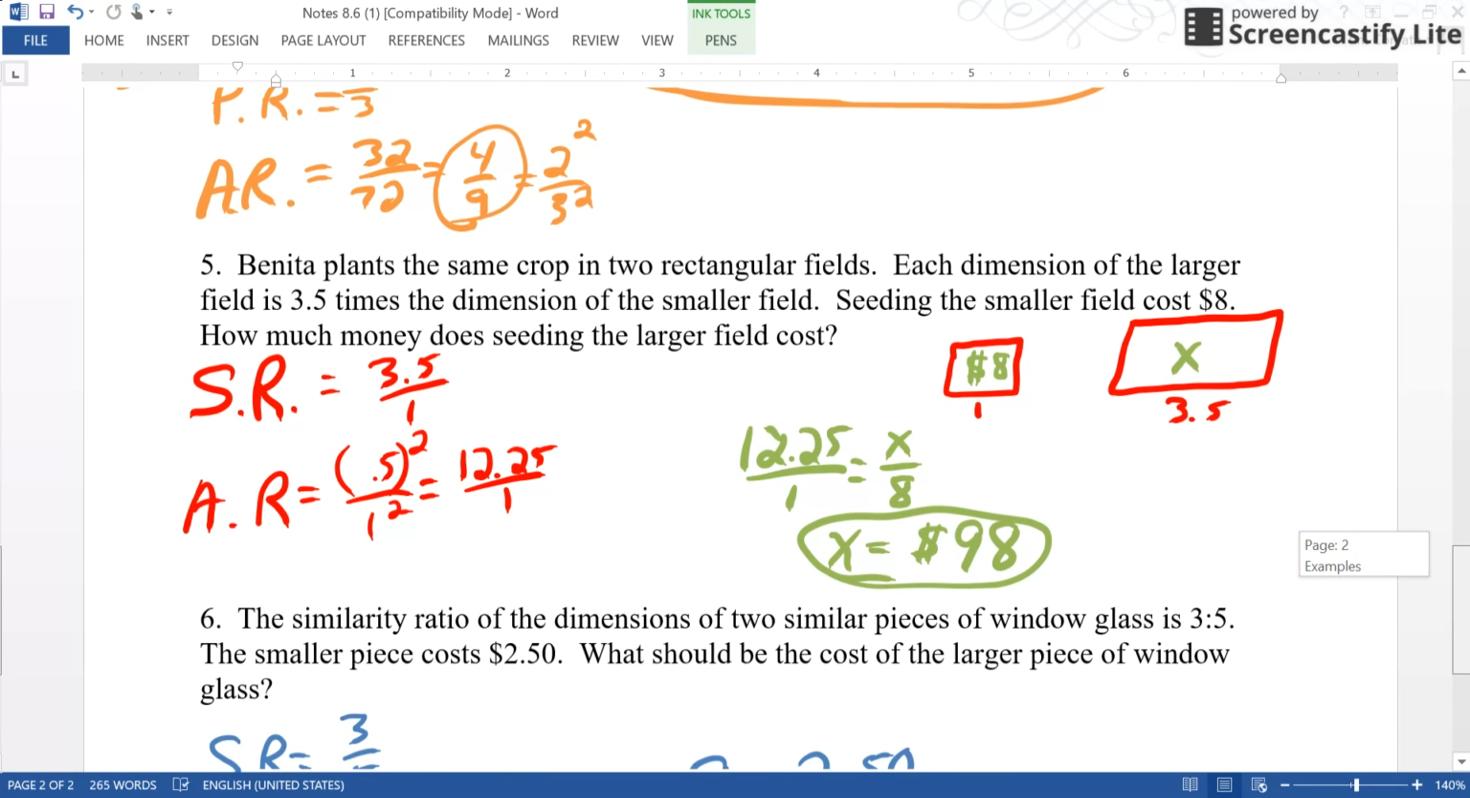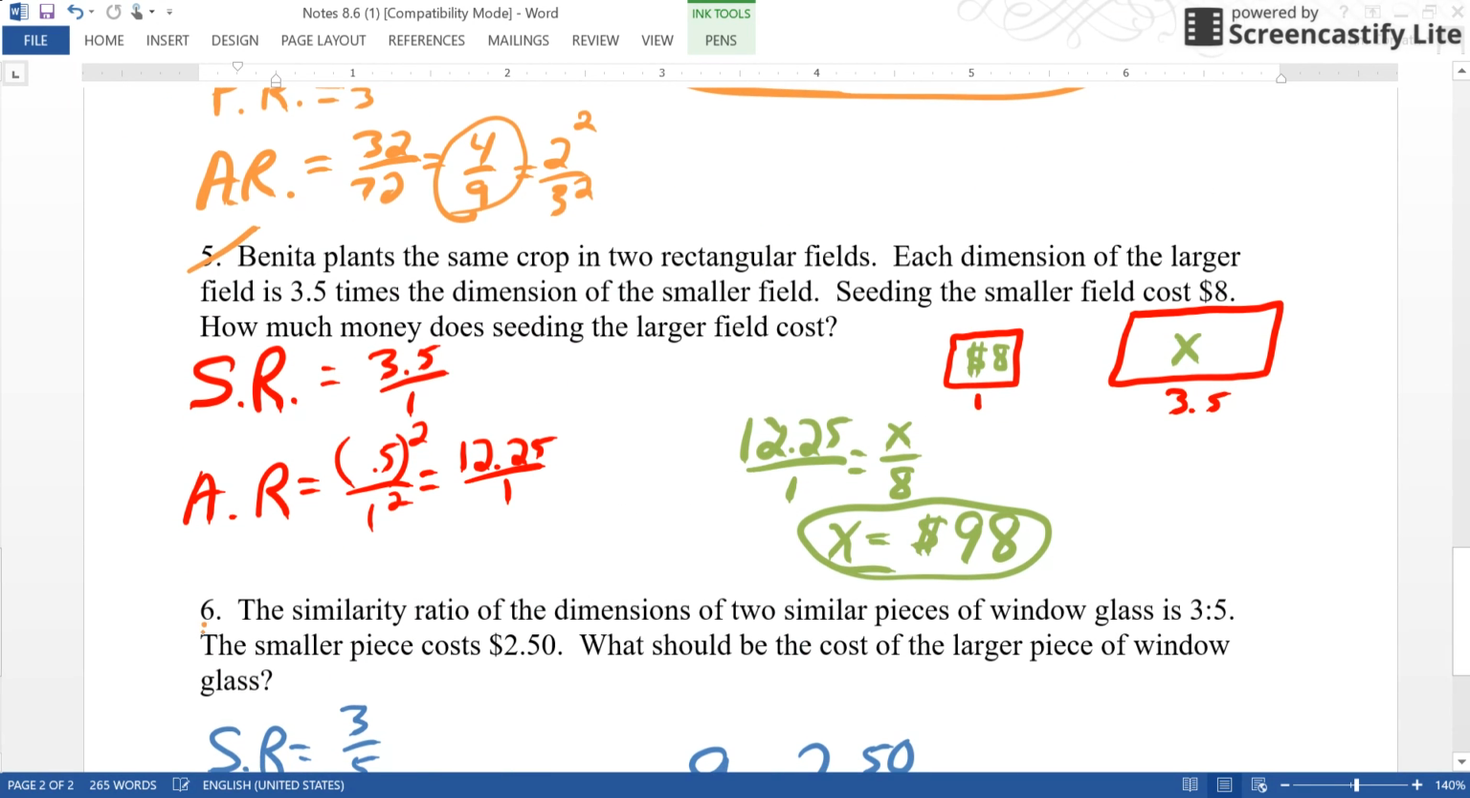Number 5 and number 6, we really don't have to know for the test. If you guys want to work through this, what we need to do is find the similarity ratio, which says it's 3.5 to 1. That's how I did it, 3.5 to 1. Okay? So I'm going to square this. Whoops, there should be a 3.5 in there. 3.5 squared over 1 squared, I get 12.25 over 1.